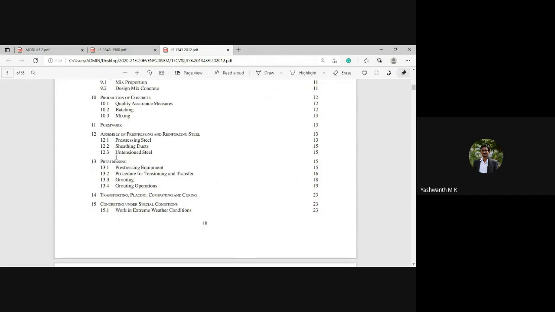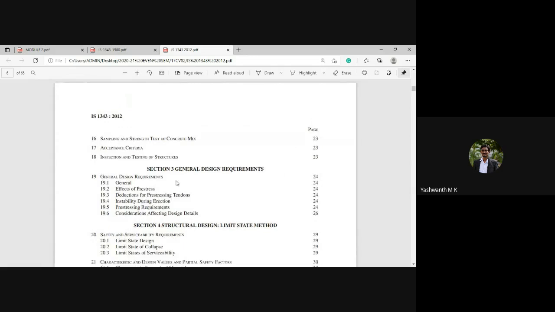Apart from concrete, they have also discussed the steel, that is pre-stressing steels, how to go ahead with the pre-stressing, and how to do the grouting. As I've already explained, in the post-tensioning case, in order to create a bond between the tendon and the concrete, we do the grouting. That is also discussed here. And how to transport the concrete, place it, compact it, and how to go ahead with curing. All these aspects have been discussed.